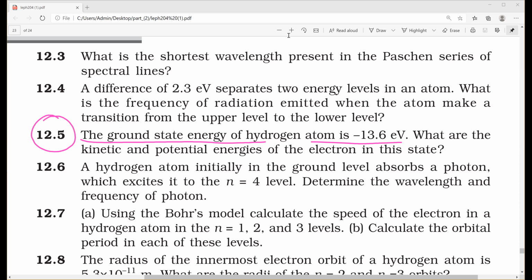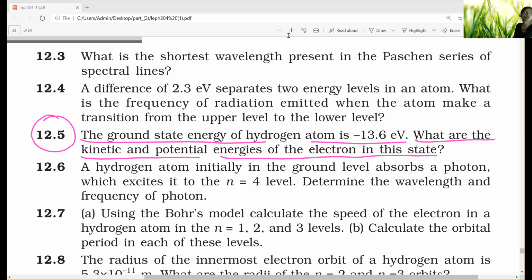Yes, they gave minus 13.6 electron volt. They ask: what are the kinetic and potential energy of the electron in this state? What have they given? The ground state energy of hydrogen, minus 13.6 electron volt. So they want us to calculate the kinetic and potential energy of the electron in this state.